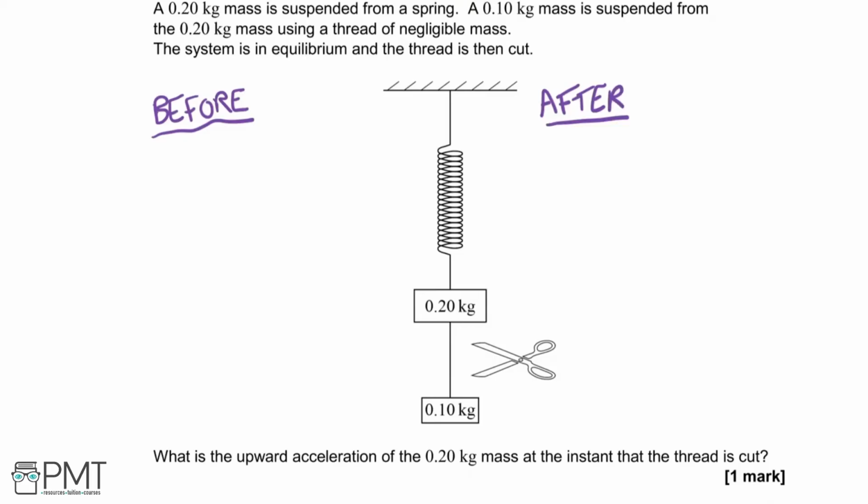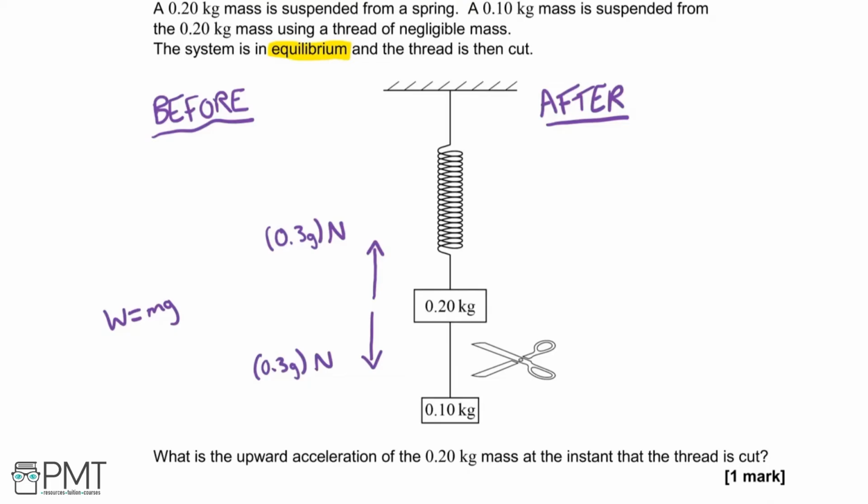So initially, the downward force is going to be the weight of the two masses, which is going to be equal to the mass multiplied by the gravitational field strength, which is just 9.81 newtons per kilogram. Now, initially it's in equilibrium, as it says in the question, which means that the upward force provided by the spring is going to be the same. If I just move this weight value downwards a little bit.